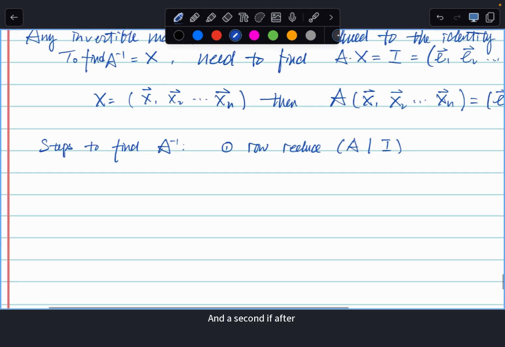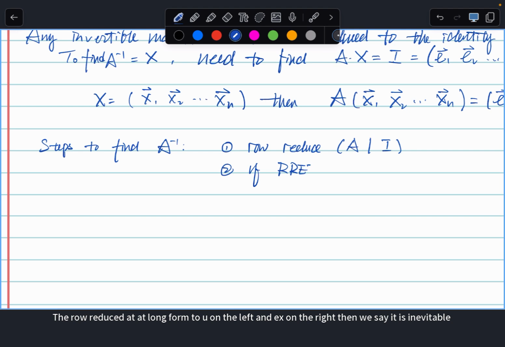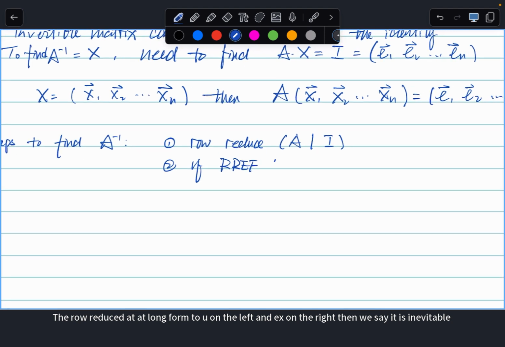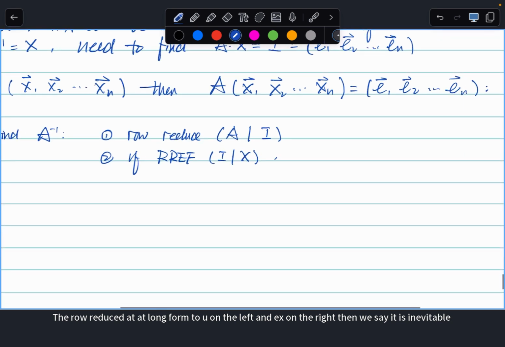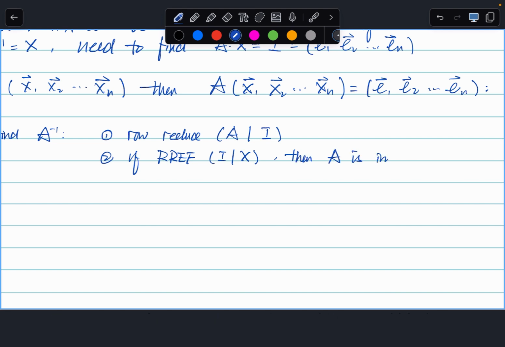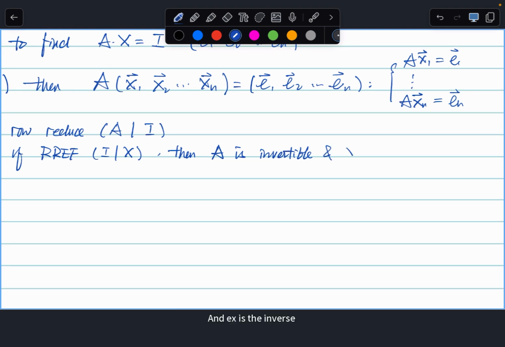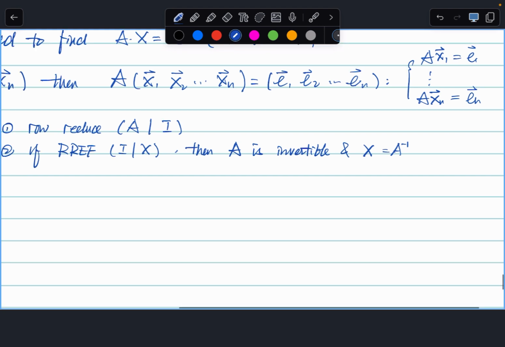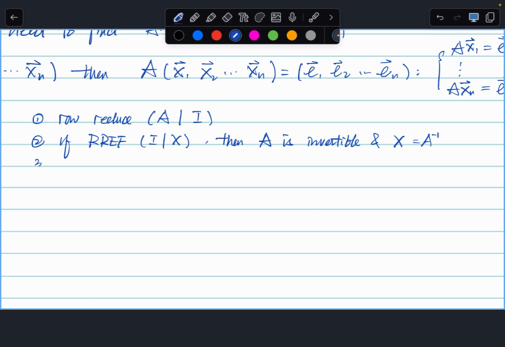And second, if after the row reduction we get the row reduced echelon form to I on the left and X on the right, then we say A is invertible and X is the inverse. If we see results otherwise, then A is not invertible.